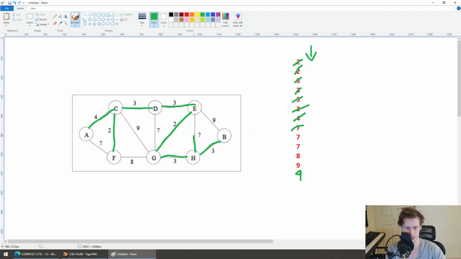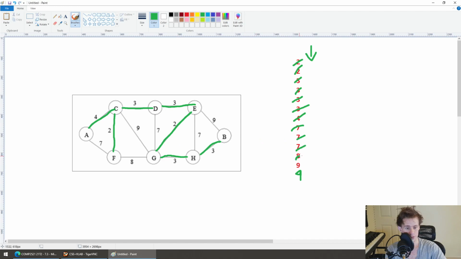And then I try this one here, and we've created a cycle. So that one's also no good. And then I look at this one here, and we've created a cycle. So that one's no good. And then I add the 8, and again I've created a cycle. Now, obviously, we would have probably stopped by now because all the vertices are connected.